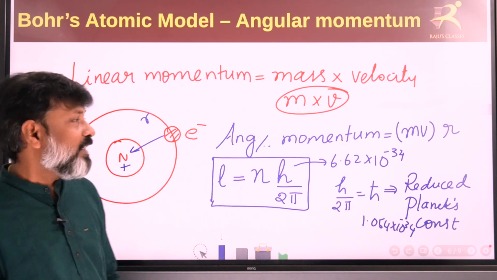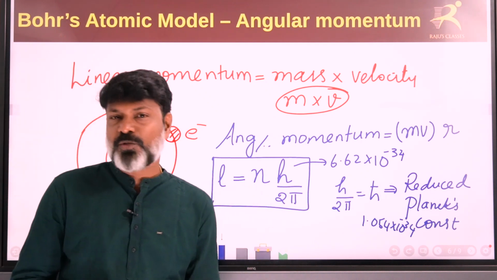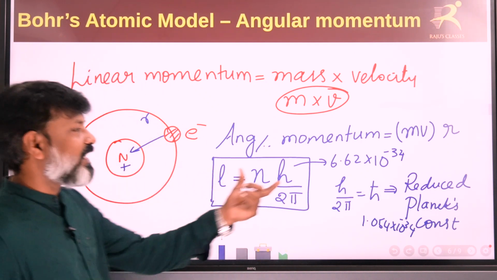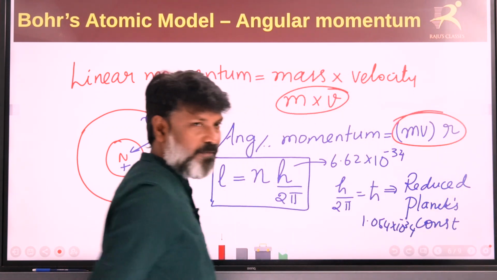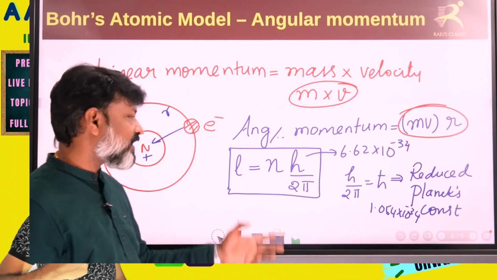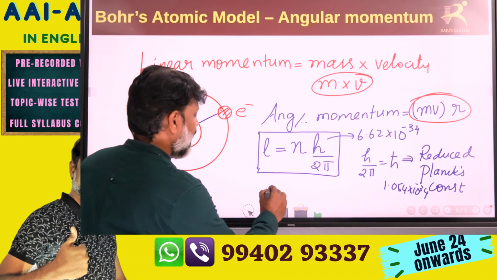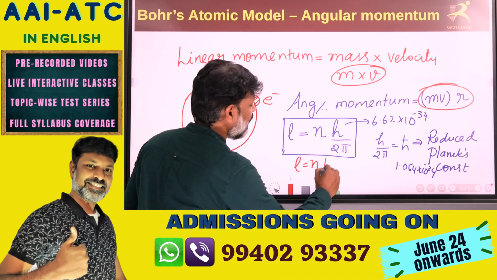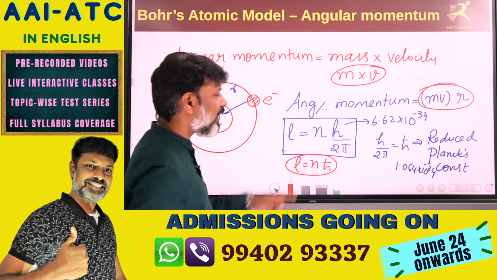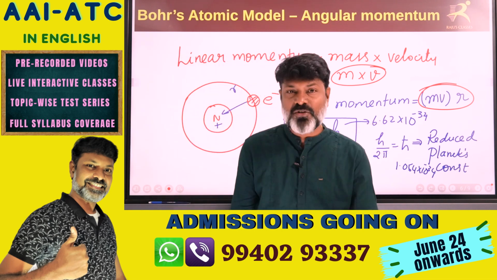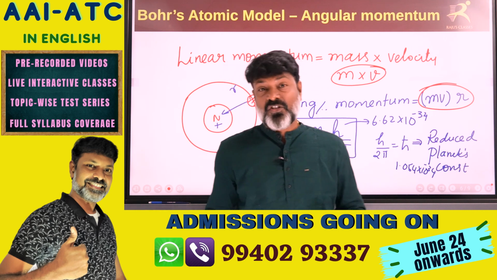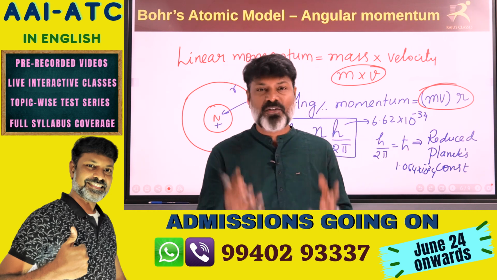My dear friends, try to understand: according to Bohr's model, the angular momentum is given by mvr. In terms of Planck's constant, it is given by L equals n into h bar. What is h bar? h bar is nothing but Planck's constant divided by 2 pi, which is known as the reduced Planck's constant. Based on this, in ATC you may expect questions.